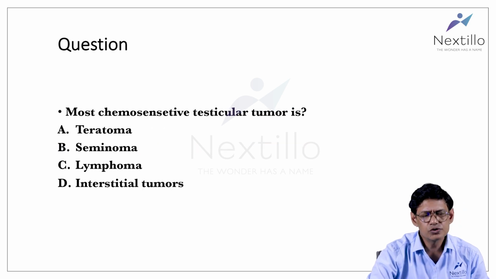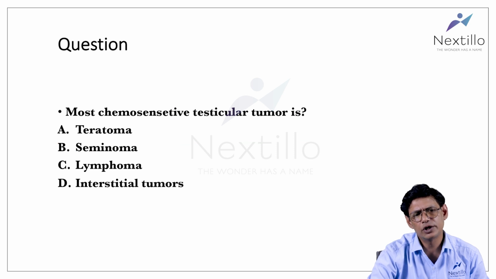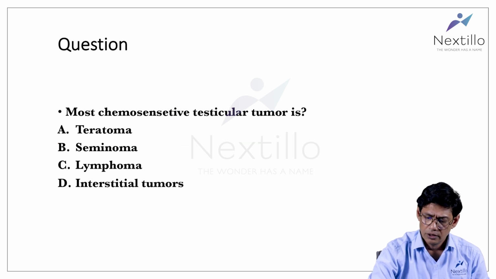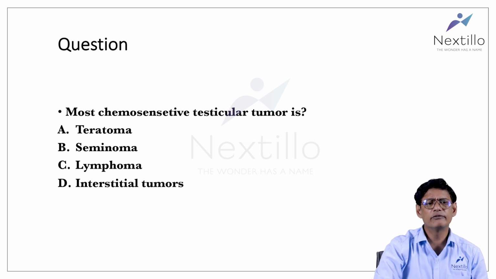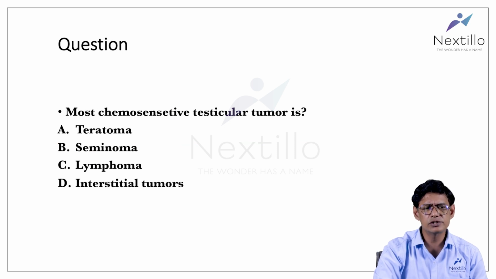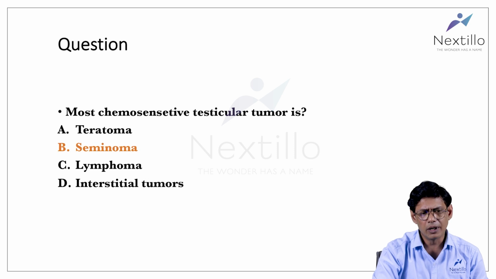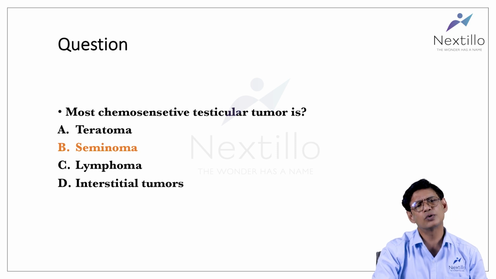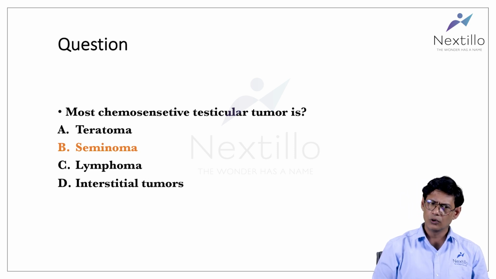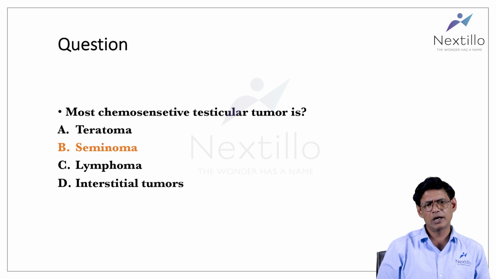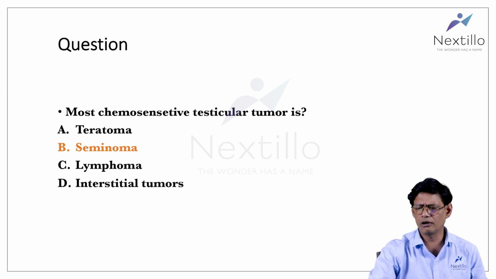What is the most chemosensitive testicular tumor? The most chemosensitive testicular tumor is seminoma. Actually, seminoma, wherever it happens, is a highly chemosensitive and also radiosensitive tumor. And only chemotherapy or radiotherapy may be used for the management of this testicular tumor or this germ cell tumor.